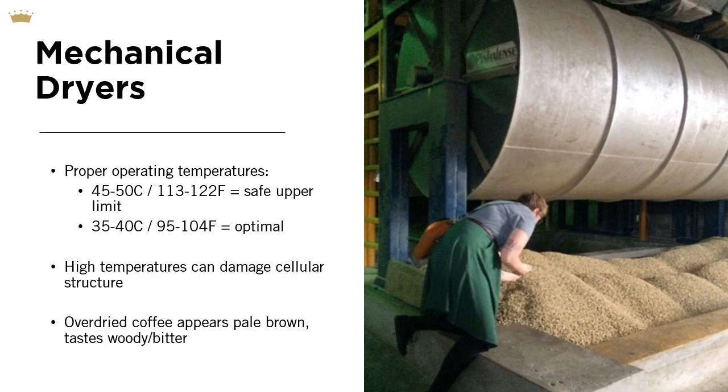Higher operating temperatures have been shown to damage cellular structure of the coffee and negatively impact cup quality. An unintended dryer can easily over dry and even begin to roast the coffee, resulting in green coffee that appears pale brown in color and tastes woody and bitter.